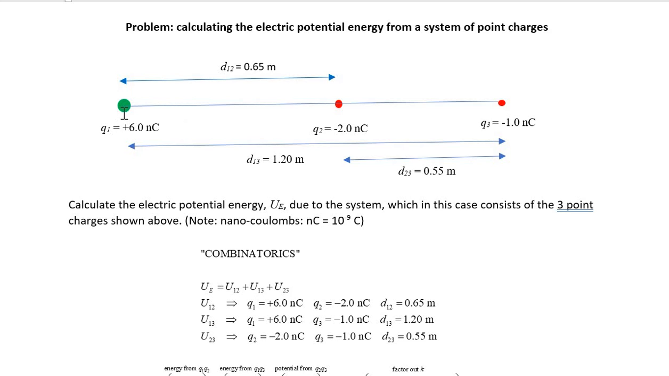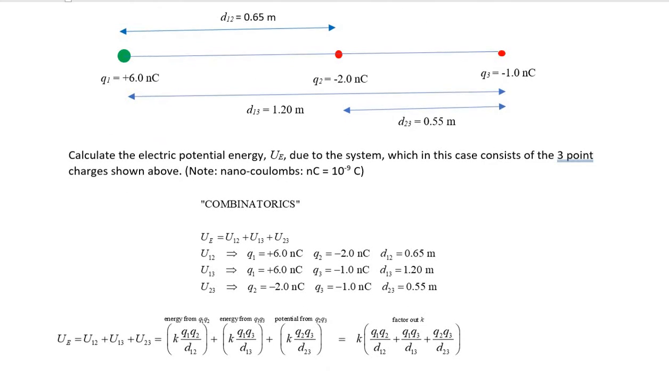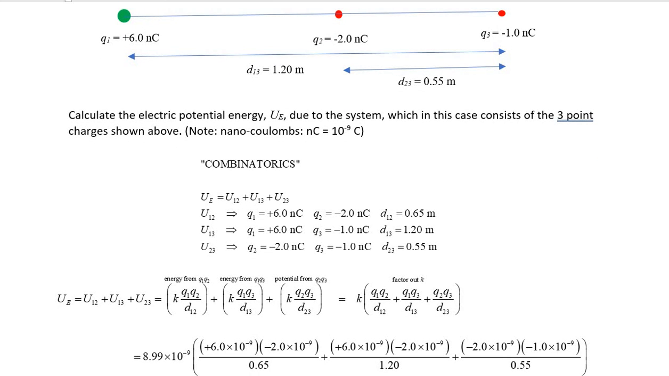Let's look at Q1. You have Q1 times Q2 and Q1 times Q3. All right? Okay, let's look at Q2. We've got Q2, Q1, but we've already done that. So all we have here is Q2, Q3. So that's it. You've got Q1 times Q2, Q1 times Q3, and Q2 times Q3. Those are all the possible combinations of charge couplings, where a charge coupling is a product of charges.